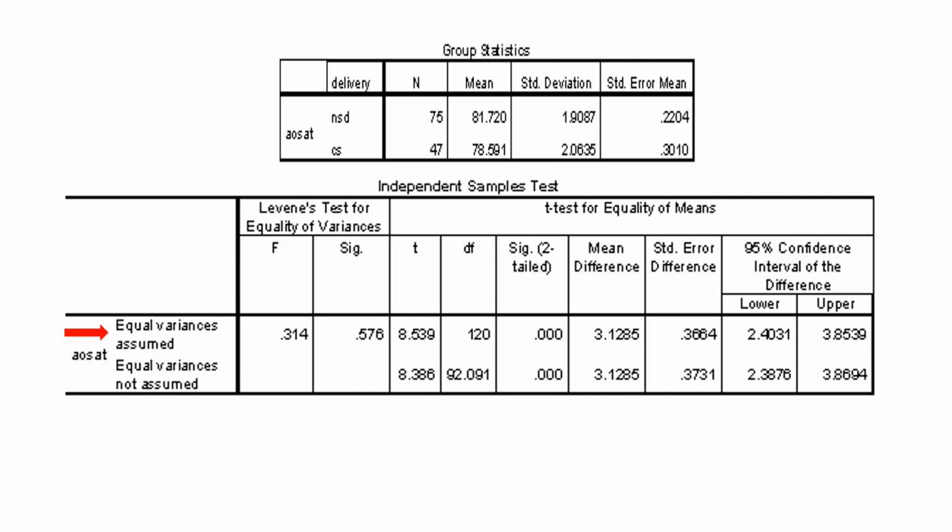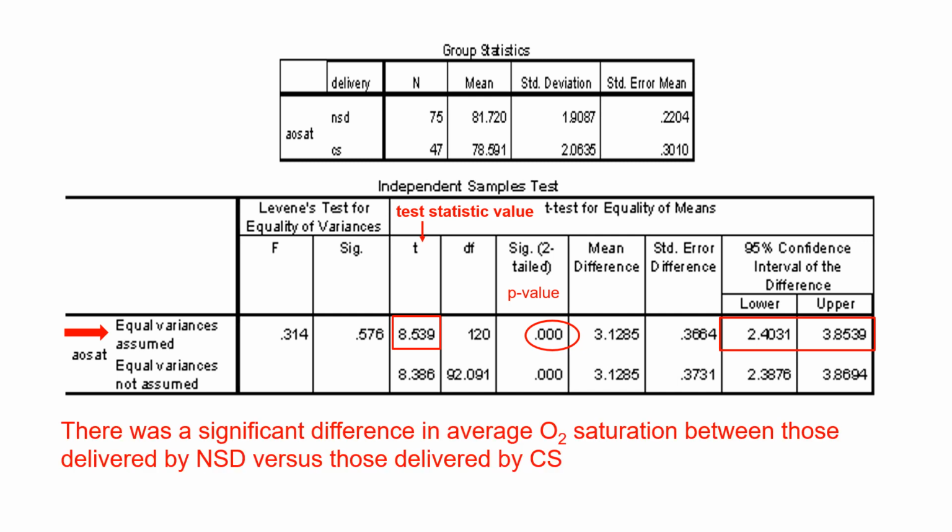These are the results as seen from the computer output. The basis for making a statistical decision, which is rejecting the null hypothesis, are: 1. A significant p-value which is less than 0.05, a high test statistic value, and a 95% confidence interval of the estimate, which is the mean difference, which does not include the null value of 1. And therefore, the conclusion is there was a significant difference in the average oxygen saturation between those delivered by normal spontaneous delivery versus those delivered by cesarean section.